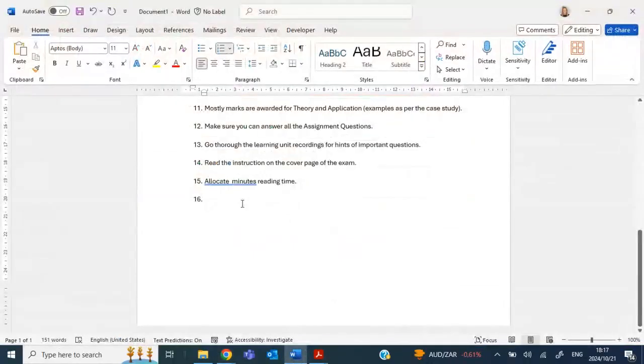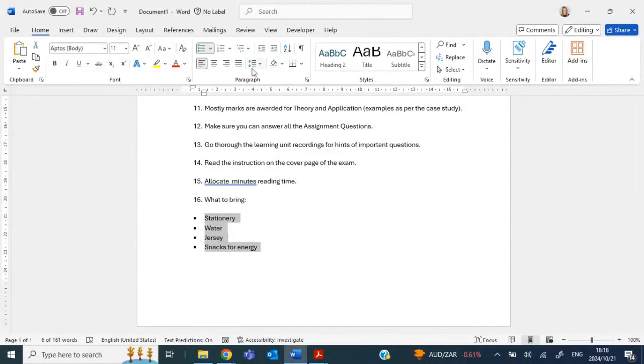And maybe what to bring to the venue. Maybe you can bring stationery, your ruler, pen, pencil, etc. Bring some water, bring a jersey in case it gets cold, and maybe some snacks for energy. You know yourself, you know what you need for an exam, or what you need for your energy. Some people have sweets, some people bring Powerade and all sorts of energy boosters. It all depends on you and what your needs are.